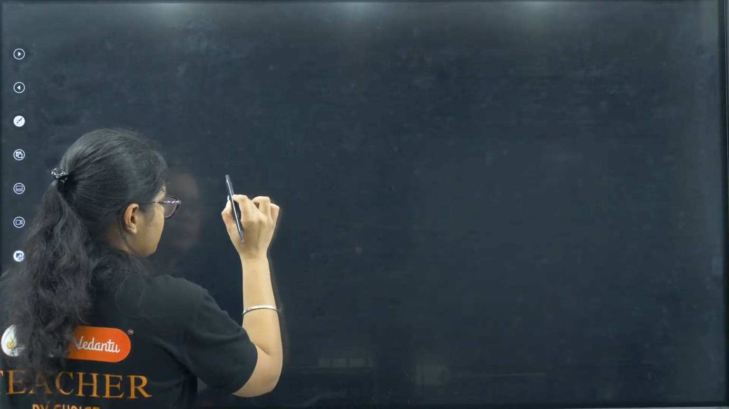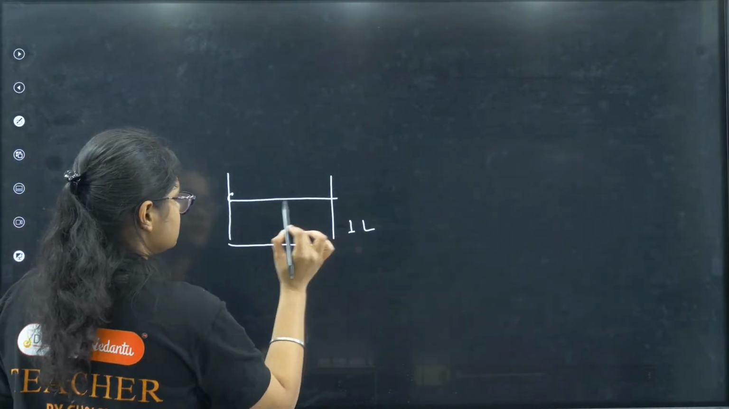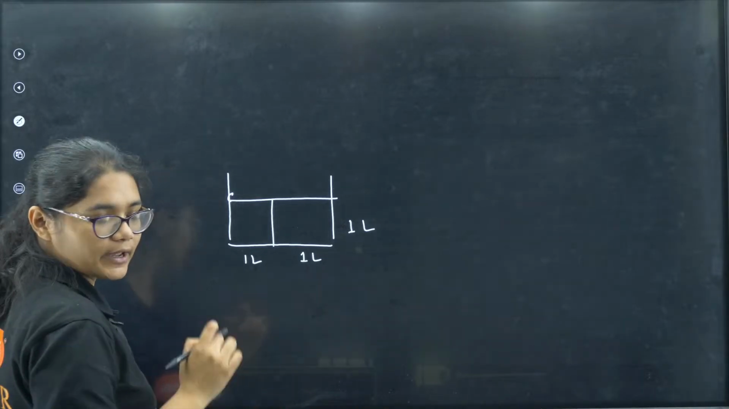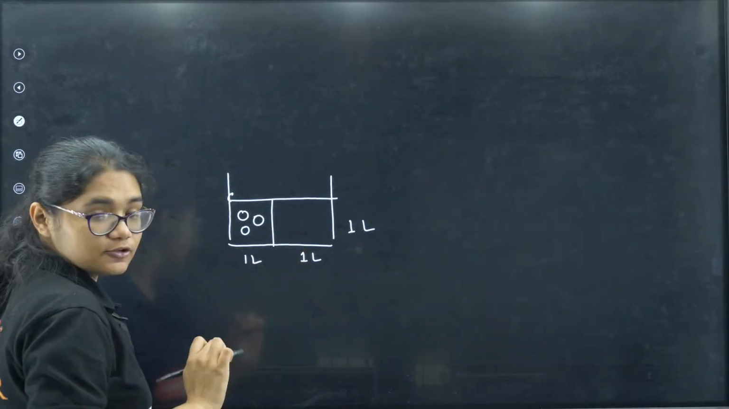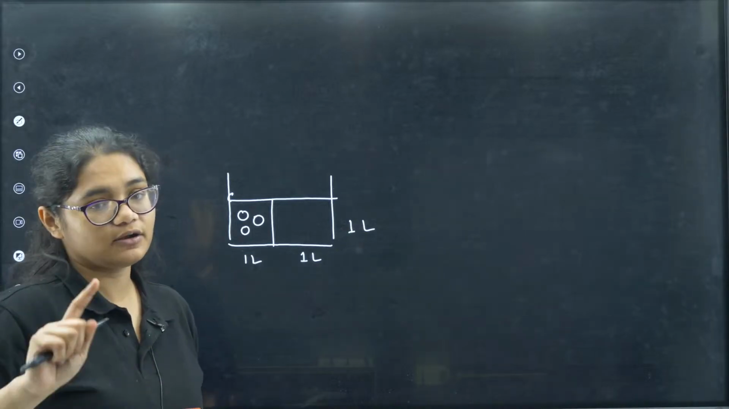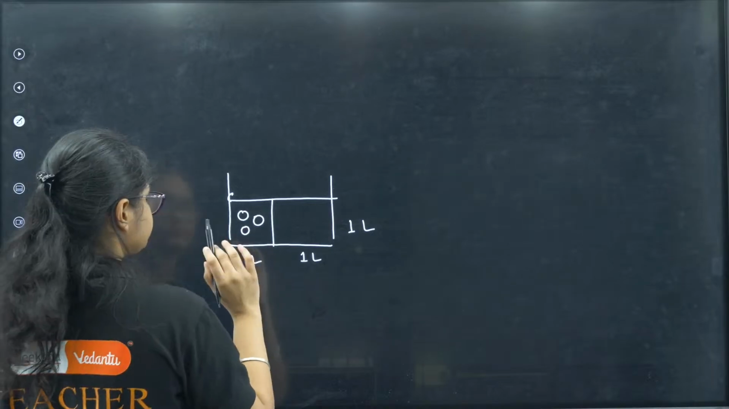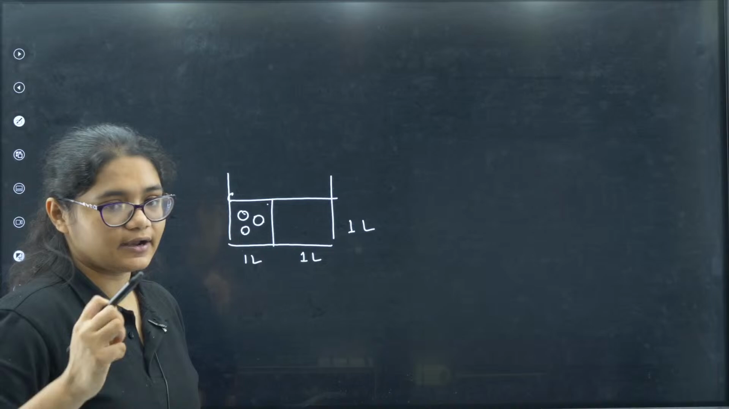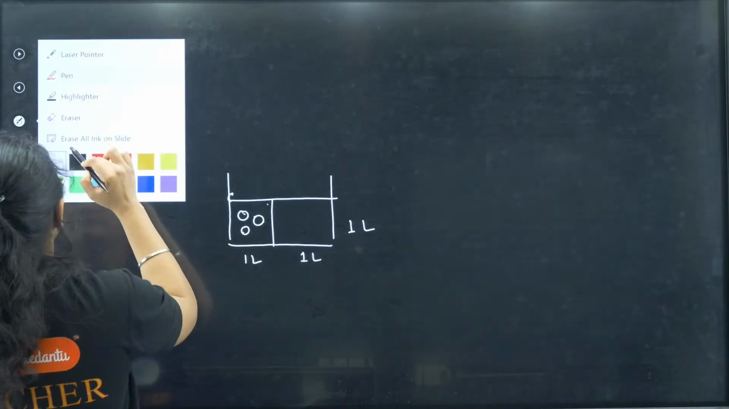Conductivity means what? Suppose there is 1 liter of volume. Suppose I am drawing like this: this is 1 liter volume. Now in this 1 liter volume, suppose there are 3 ions. So the conductivity for the number of ions present per unit volume is called conductivity. So in 1 unit of volume, how many ions are there, that is your conductivity.